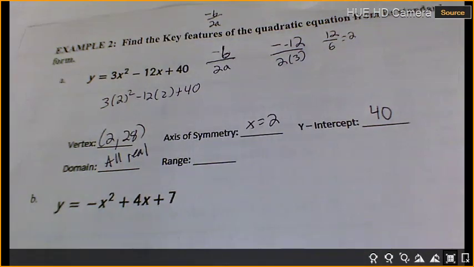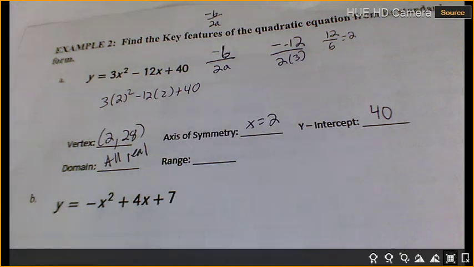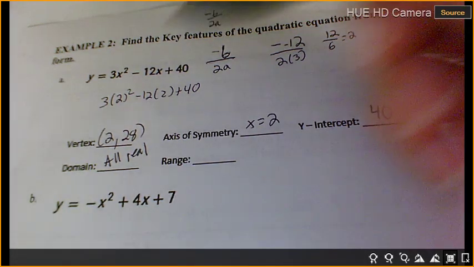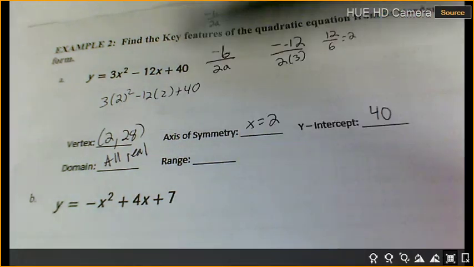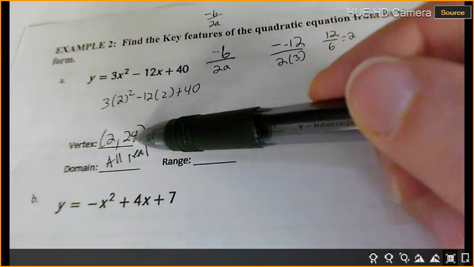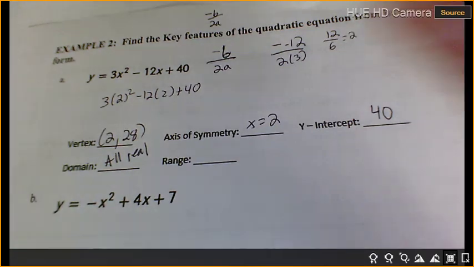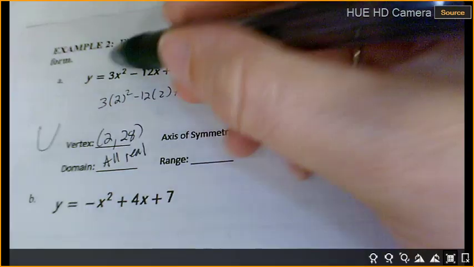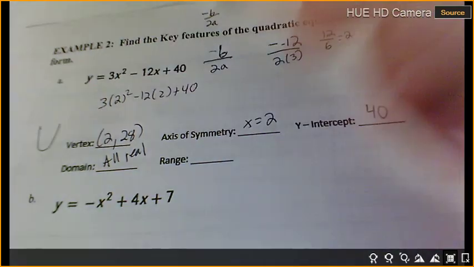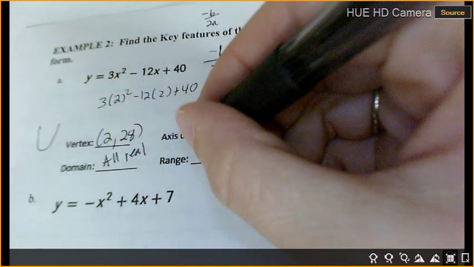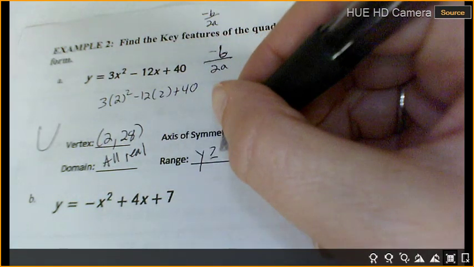The range. The range works out really well because the vertex tells us what it can be. Is 28 the maximum or the minimum for it? Minimum, right? Because it looks like this because it's a positive. So y would have to be greater than or equal to 28.